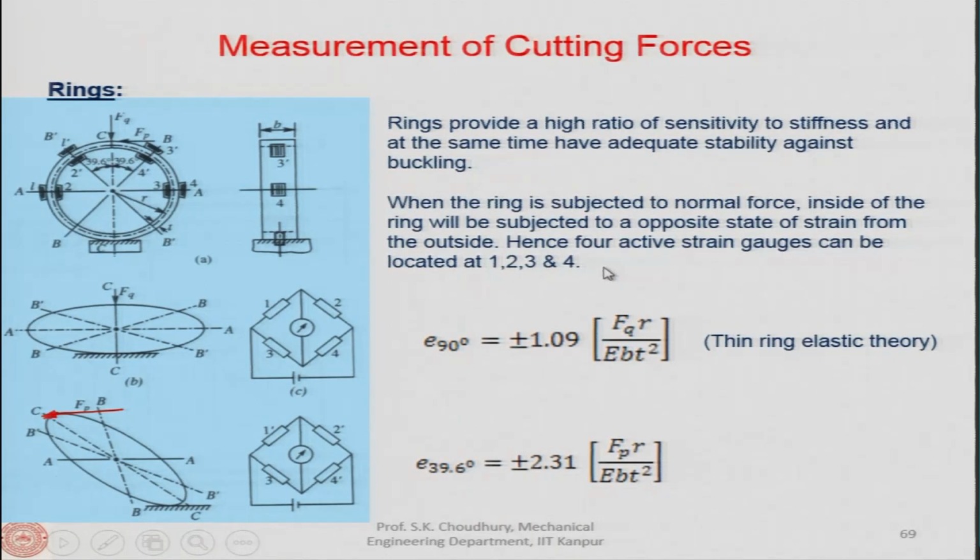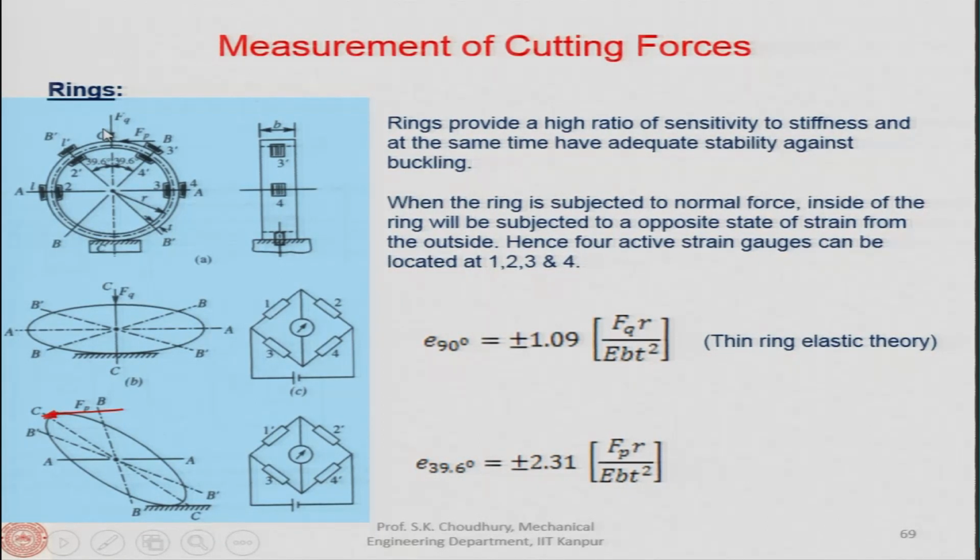Hence, four active strain gauges can be located at 1, 2, 3, 4, so that Fq can be sensed at 90 degree, and the strain can be measured from the formula here. This formula is taken from the thin ring elastic theory, so this is the thin ring structure. The thin ring elastic theory says it is this, and this is the coefficient 1.09, and this is Fr. So F in this case will be Fq.